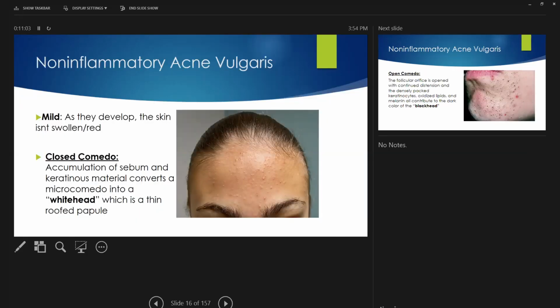So non-inflammatory acne vulgaris are what we call whiteheads. So it's mild. They develop over a site, and they do not cause redness or swelling, and there is definitely no inflammation associated with it. So there's an accumulation of sebum and keratinous material that converts into a microcomedone, which is the whitehead portion that covers it up. It's thinned, and it's a roofed papule, meaning it has a top to it.